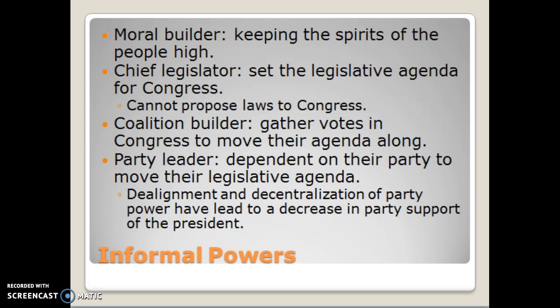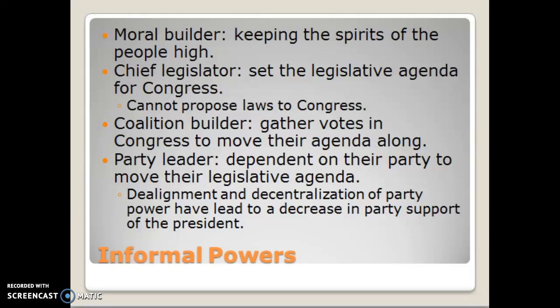First off, the president is the morale builder, essentially charged with keeping the spirits of the people high. Some examples would be things like after September 11th, George W. Bush was responsible for helping to build the morale of the American people. Again in 2005 with Hurricane Katrina, or in 2008, 2009, when the housing market crashed, President Obama was asked to help boost and keep the morale of the people high.